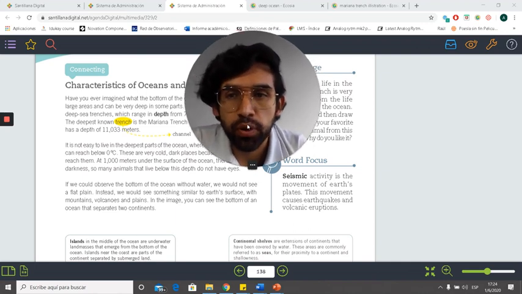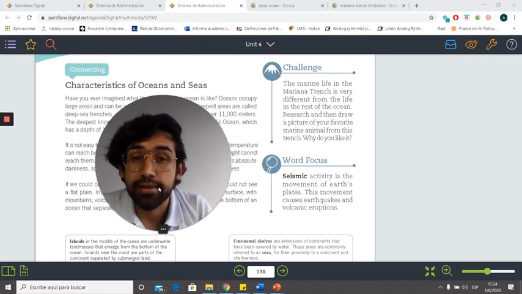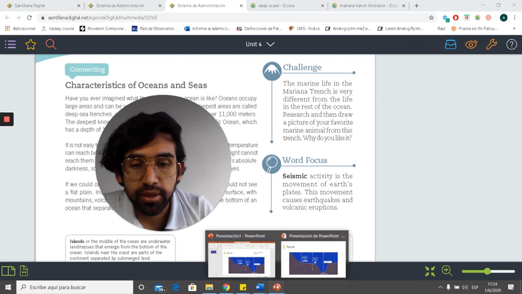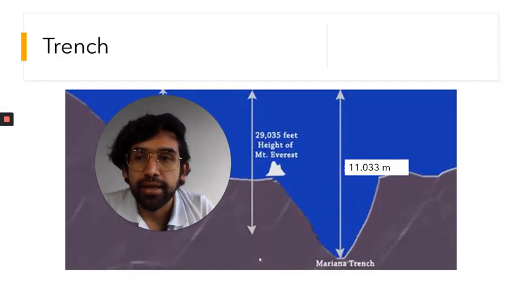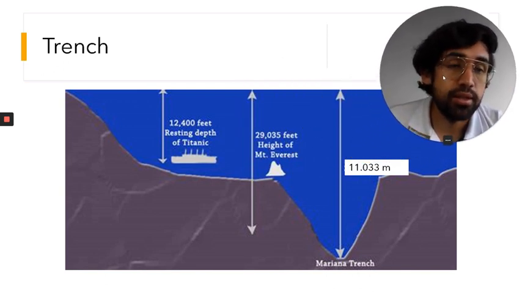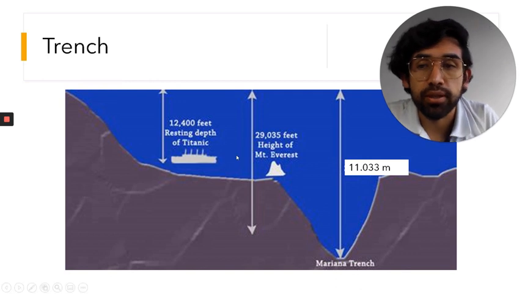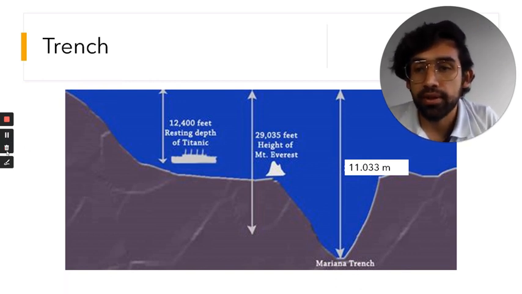Well, today we're going to be talking about the characteristics of oceans and seas. And the first characteristic that I would like to talk about today are what we call the trenches. These are the deepest part of the ocean, and one of the deepest that we have is this.